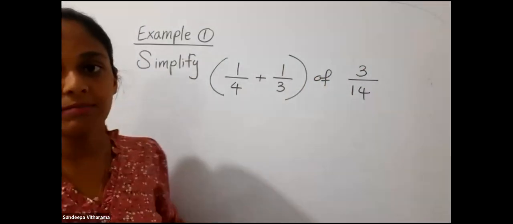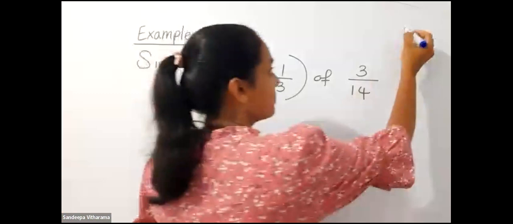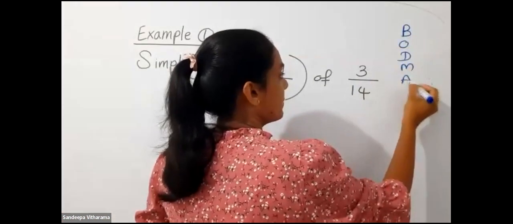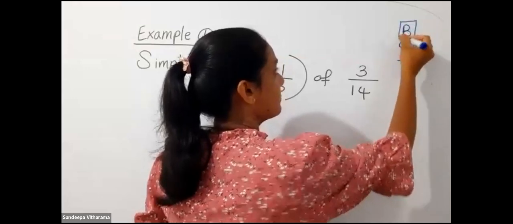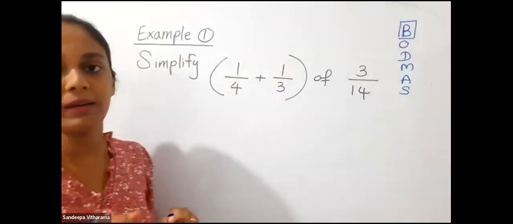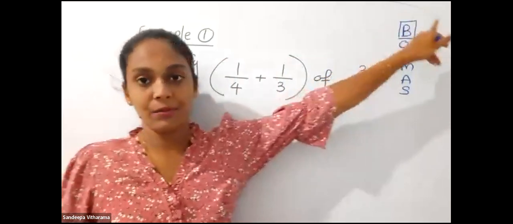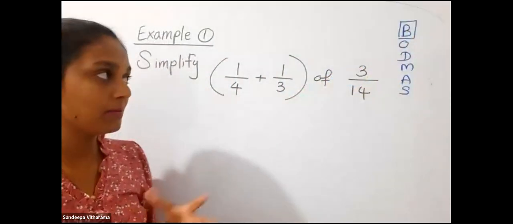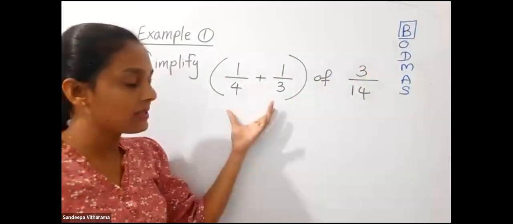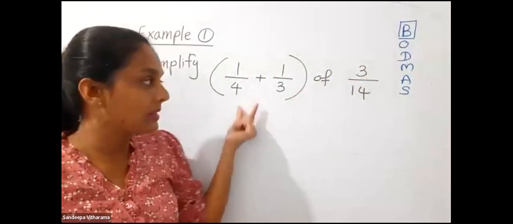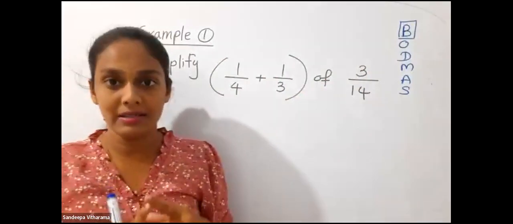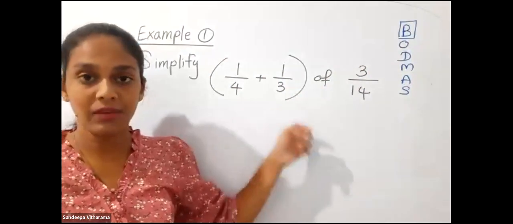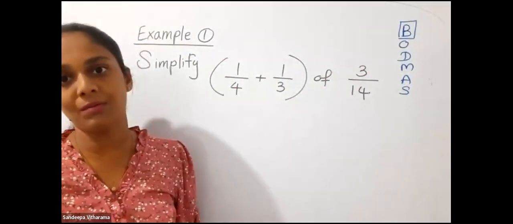Now, as I mentioned, the rule of BODMAS indicates that we do the operation within brackets first. That means simplify brackets. B stands for brackets. That means simplify what is within the bracket in a particular expression. Now there is a bracket, and within the bracket it is addition of two fractions with different denominators.